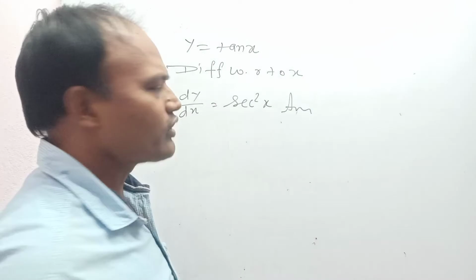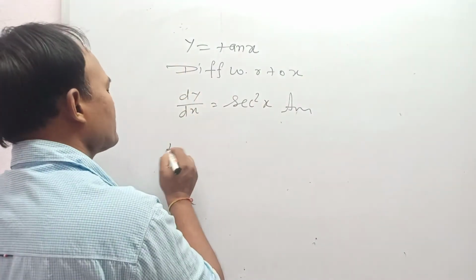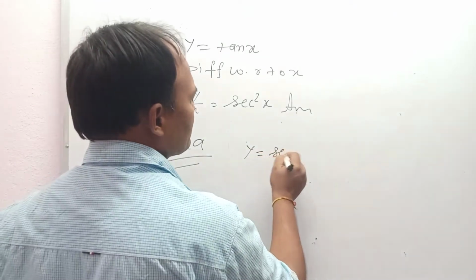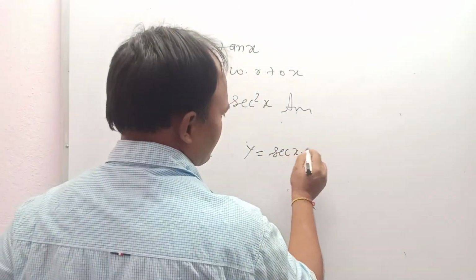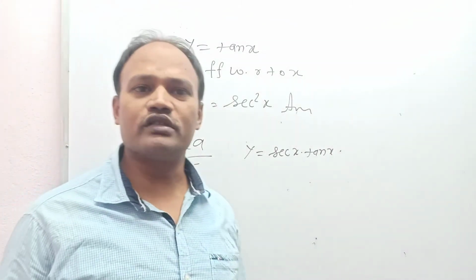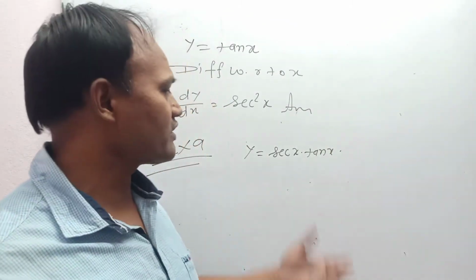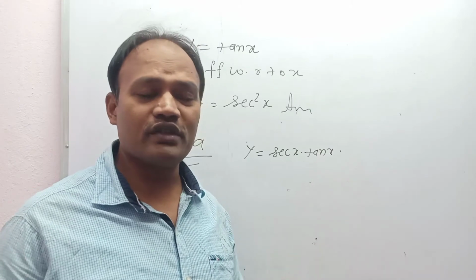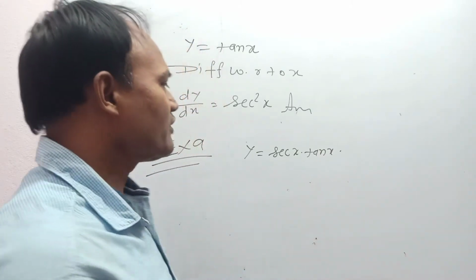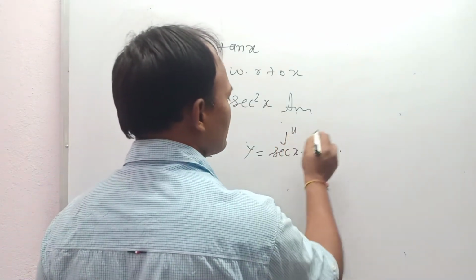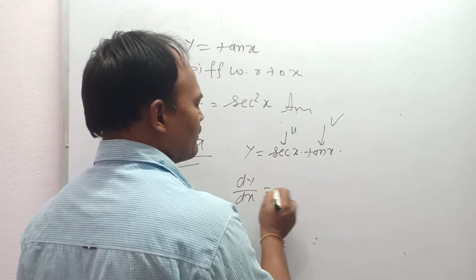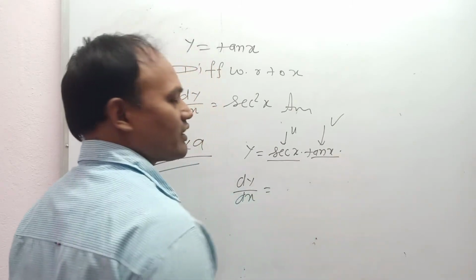Okay, now the next example. Suppose the question is y equals sec x tan x. There are two functions, one is sec x and the other is tan x, and these are multiplied by each other. So it looks like u and v, and we can apply the product rule.